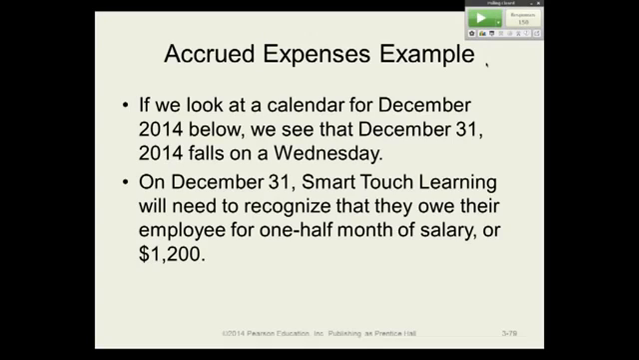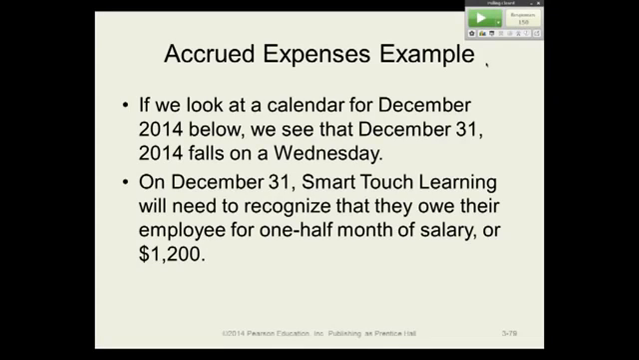But the question is, when was that salary earned, and when did you incur the expense? That's the question. You incurred that expense over this 15-day period. So in here, you have an accrued expense of $1,200. That's when the service took place. So over that timeline, somebody worked for you for 15 days, and you owe them that salary.